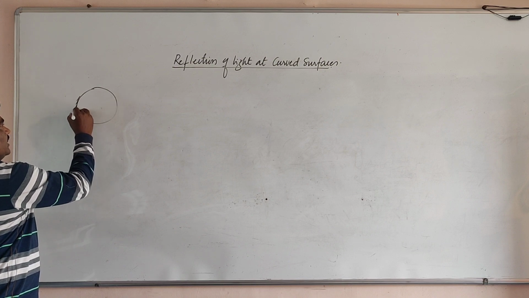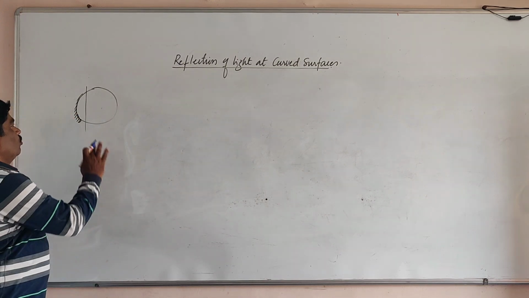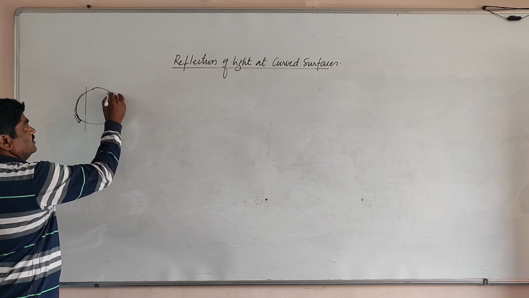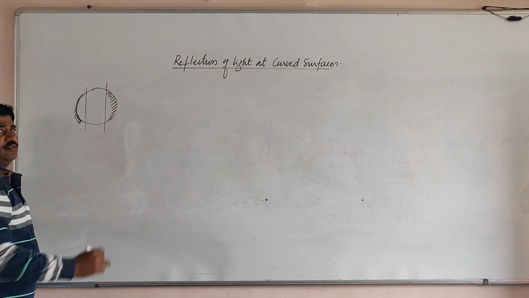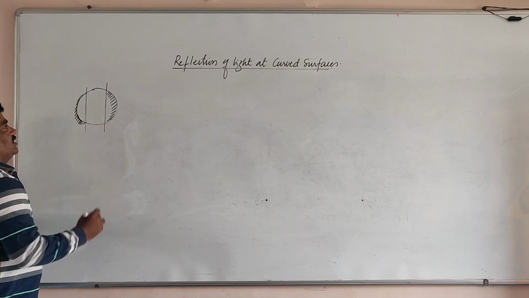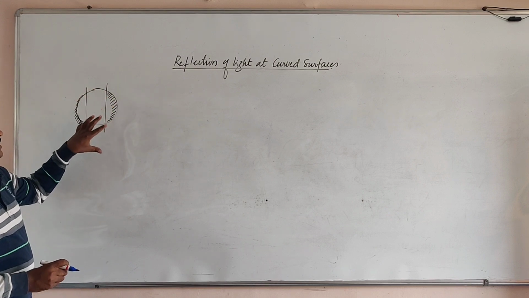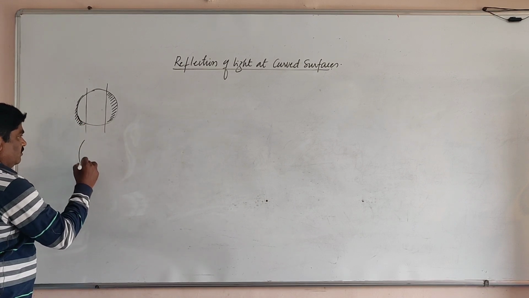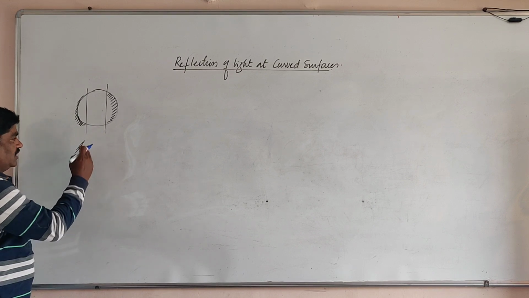coated outside, that means this particular part is the reflecting surface. Or else, if the paint is coated inside like this, then this particular part is the reflecting surface. So here the curved reflecting surfaces are taken from symmetrical curved shapes like a sphere or cylinder. So this particular part, whichever is coated outside, the reflecting side is bulged inside.